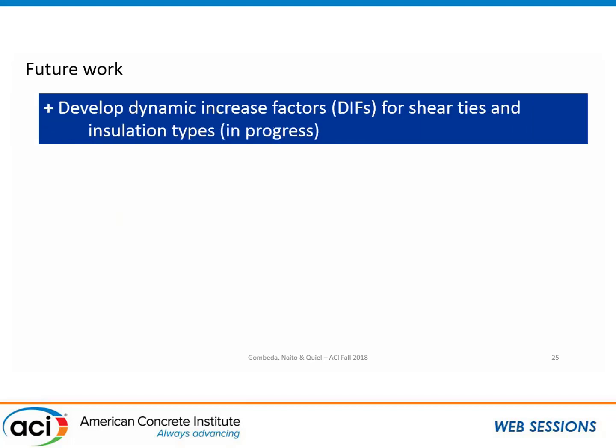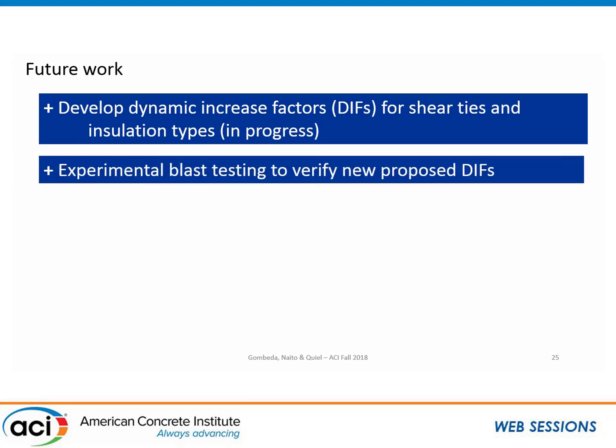We started to develop dynamic increase factors for shear ties and insulation types. So sort of what Marlin had was a factor that you could scale the resistance based on what kind of connector you had. We're doing it in a similar way but a different route, where you would take the shear tie properties and potentially scale that curve depending on what the behavior would be like in the blast load. We're going to do experimental testing to verify these new DIFs to incorporate this methodology.